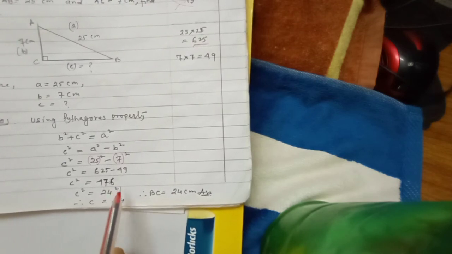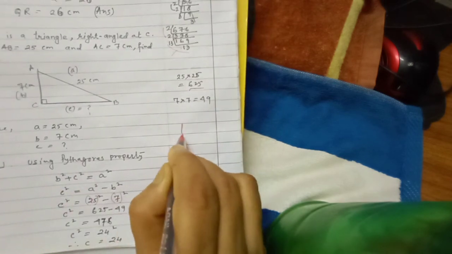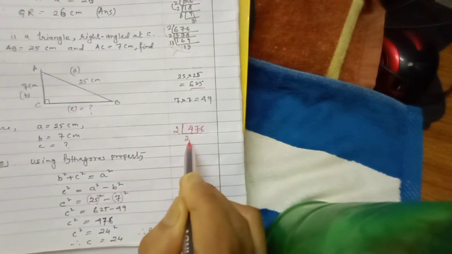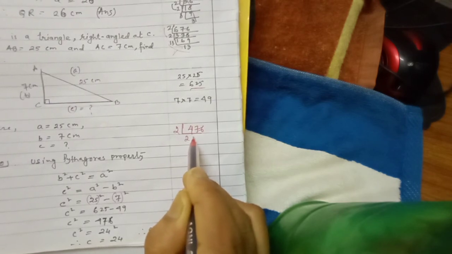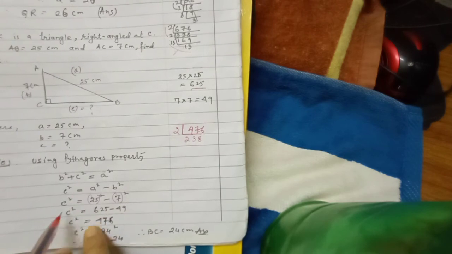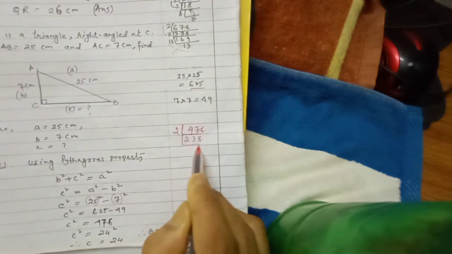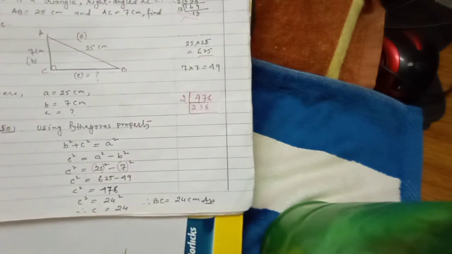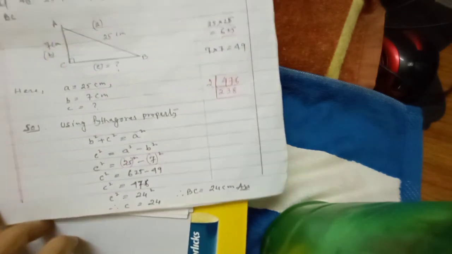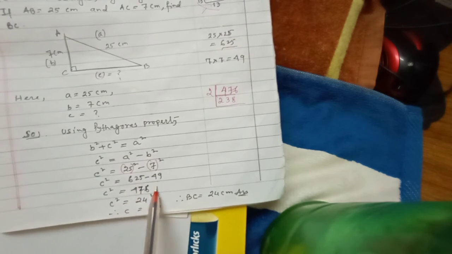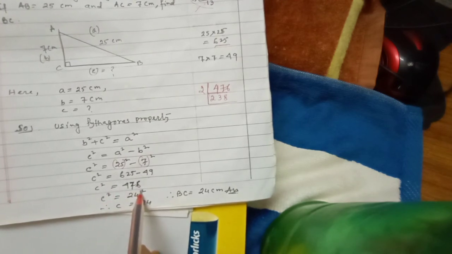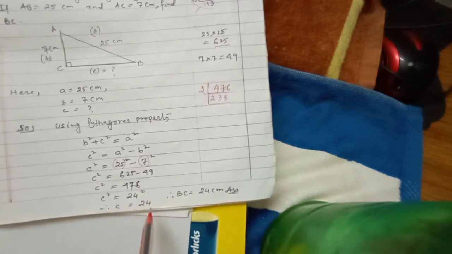Now 576, if you do the prime factorization process, what will you get? You divide it by 2, 2 1s are 2, 2 2s are 4, 2 3s are 6, 2 8s are 16. In this way, you complete the prime factorization process. When you complete it, you will find 2 times 24 is coming. So c square is equal to 24 square. Now cancel the square on both sides, then c is equal to 24.